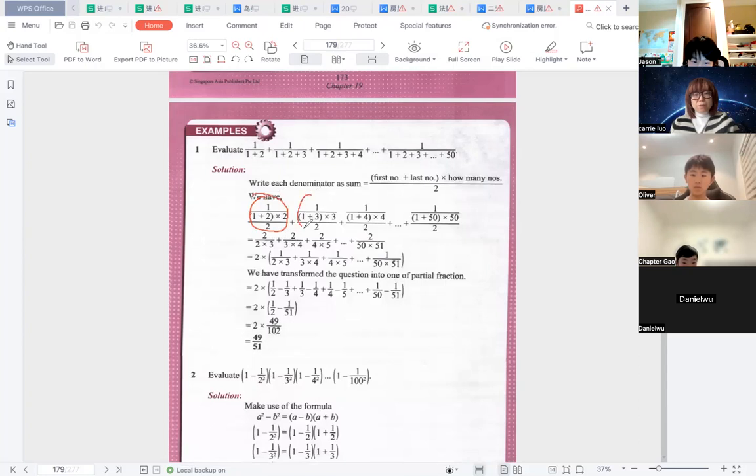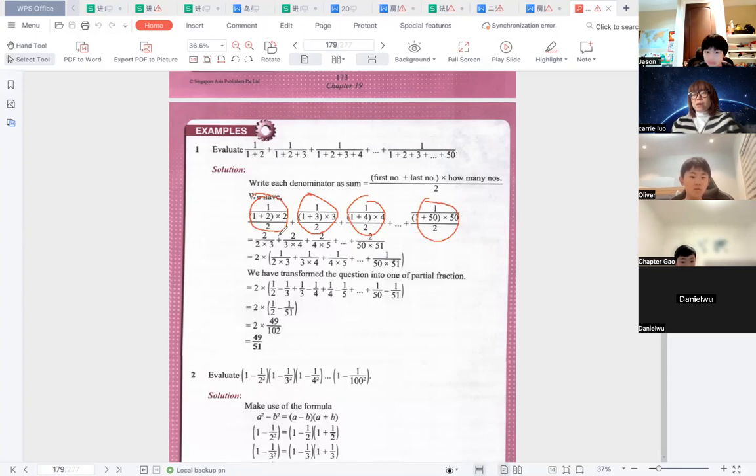That's the second term. That's the third term, correct? And that's the 49th term. And everybody, we know that 1 over something, so basically just to flip them, correct?